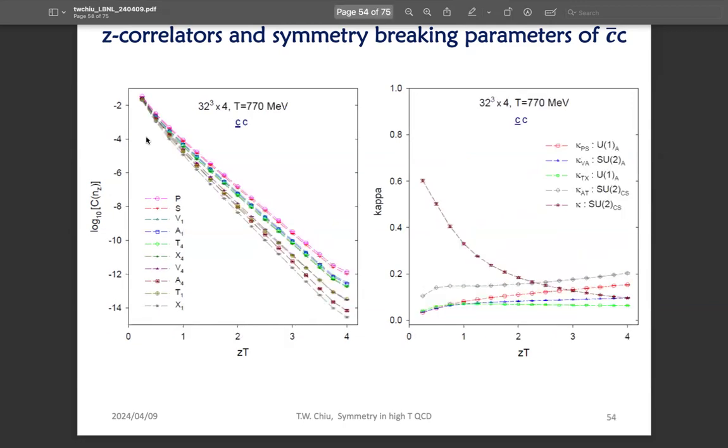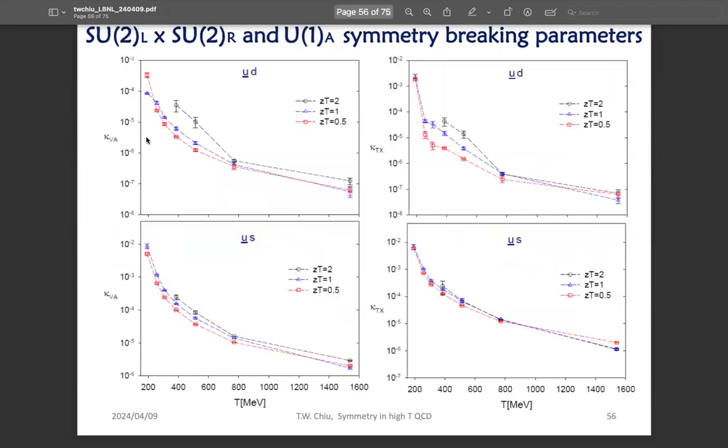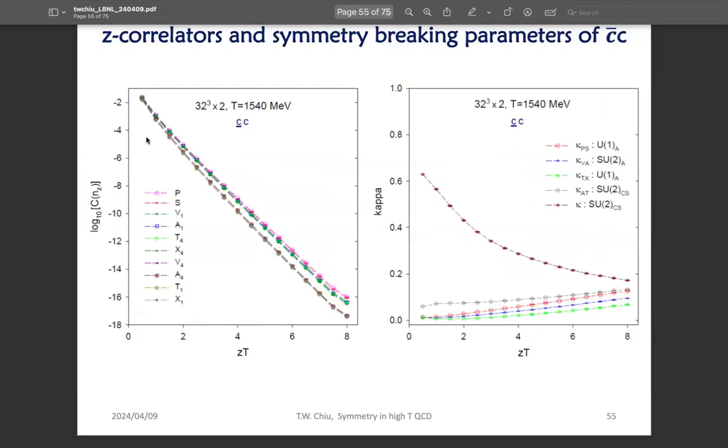Higher temperature is smaller. So this is the highest temperature I go to, but you can see it still does not completely go to 0. But if you are talking about an accuracy of say 5%, then certainly it is below 5%.